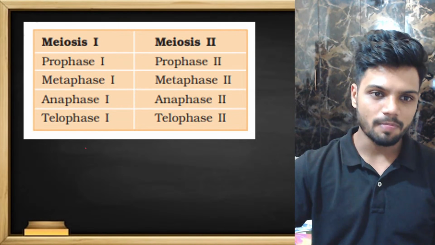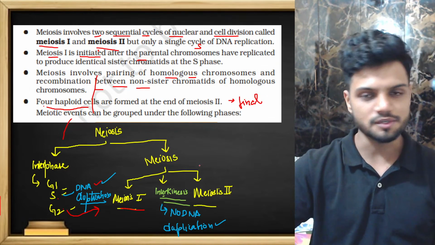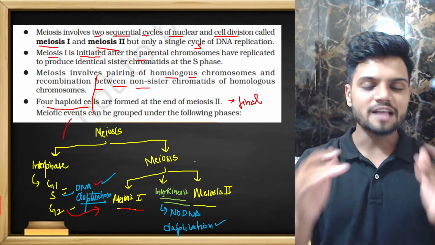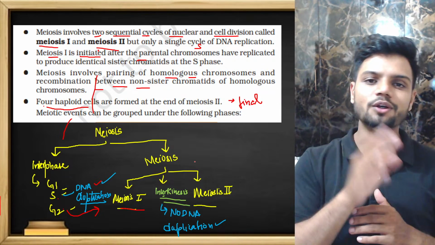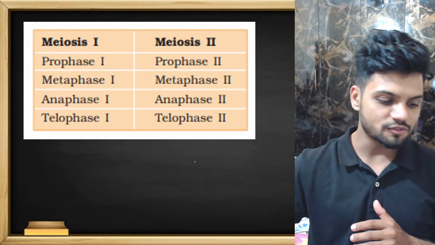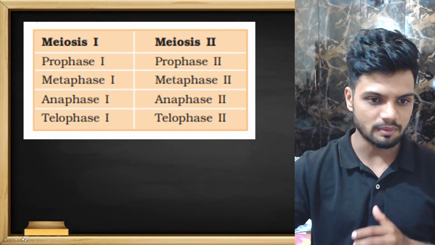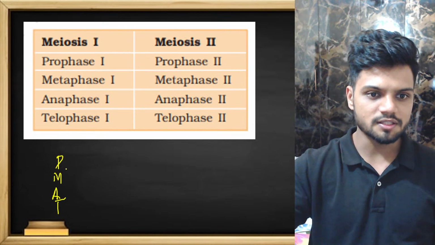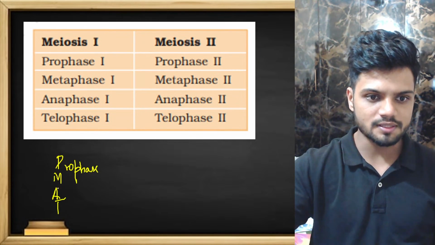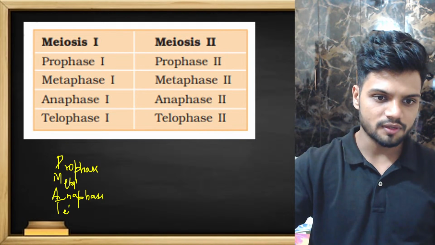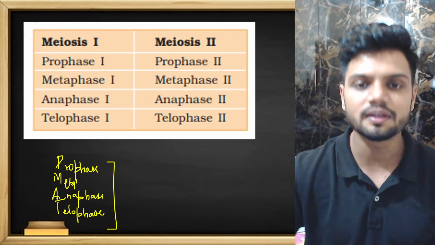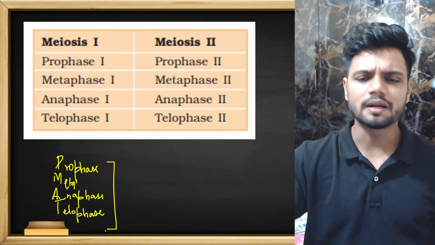Now all of you know, we learned there is meiosis 1 and meiosis 2. Now meiosis 1 and meiosis 2 have multiple parts. Like how in the case of mitosis we had PMAT. All of you remember, I believe. That is prophase, metaphase, anaphase, and telophase. Did we have this? Yes. We had these phases when we studied mitosis.